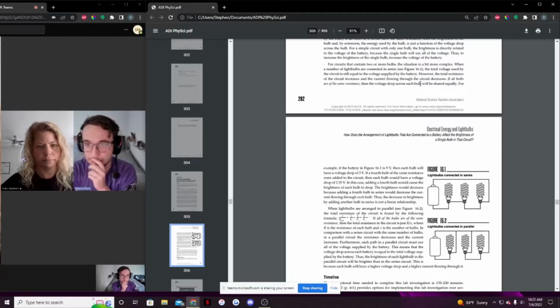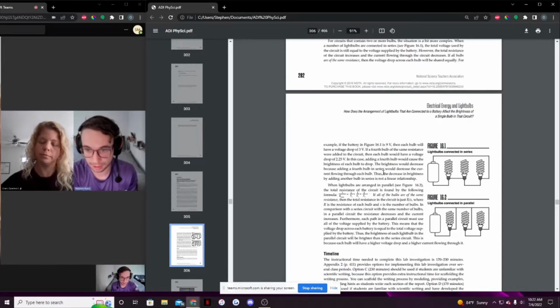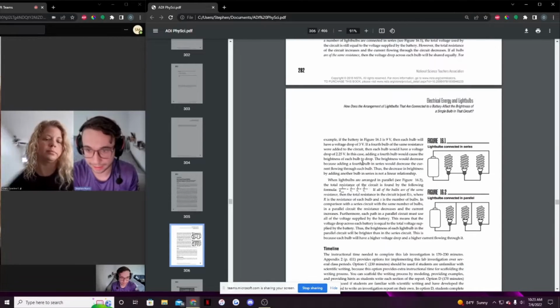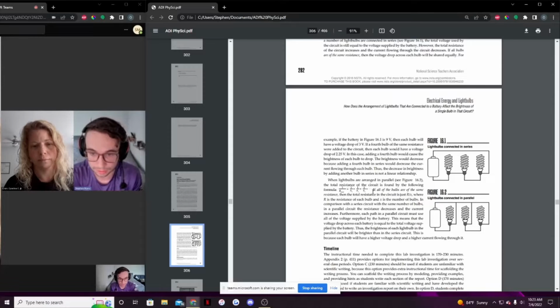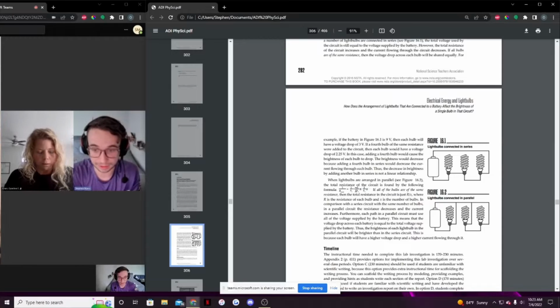So in series, the voltage drop across each bulb is equal, since they all have equal resistances. And when light bulbs are arranged in parallel, the total resistance of the circuit is found by the following formula: 1 over R total equals the sum of the inverse of the resistances, which is kind of confusing, but here's your formula for that.